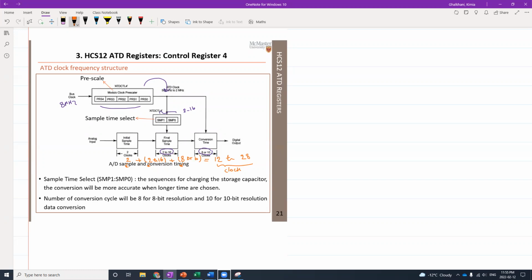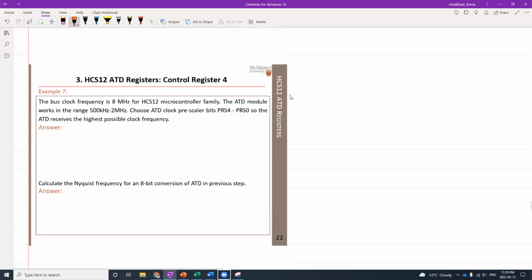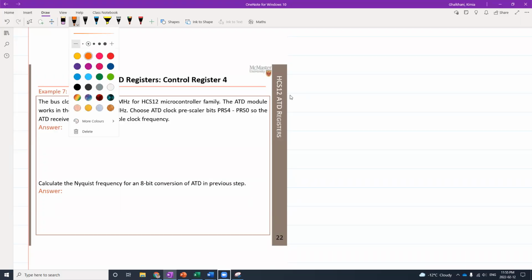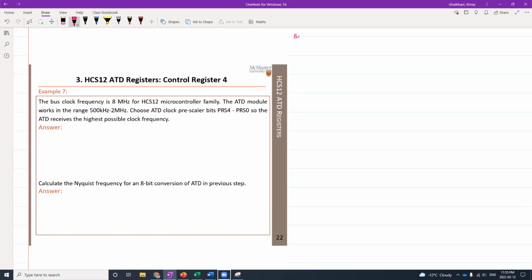This is what we need to convert one value in the HCS12 analog to digital register. Now, I'm going to solve another example in here for you to make that a little bit more clear on how to calculate that clock. So this is going to be example 7.